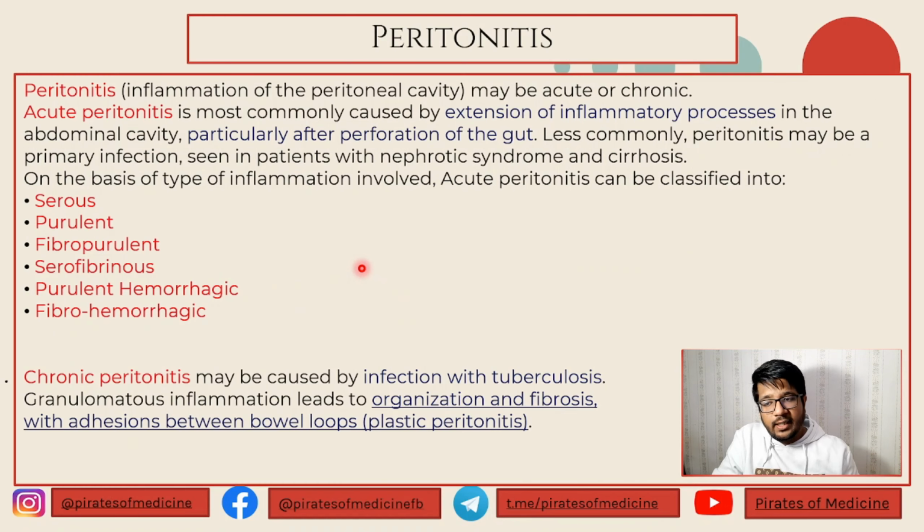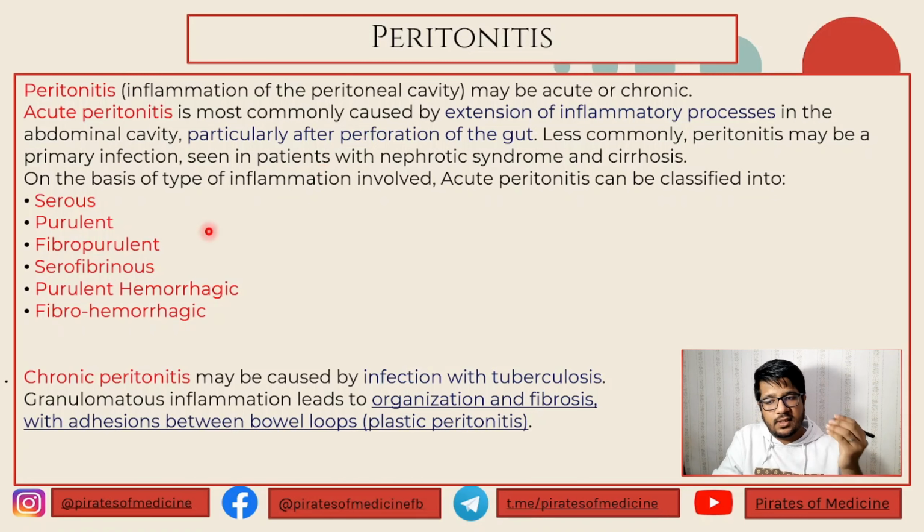So, peritonitis is the inflammation of the peritoneal cavity, and can be acute or chronic. Acute peritonitis is actually caused by extension of inflammatory processes in the abdominal cavity after perforation of the gut. So the inflammatory processes which are present in the gut after perforation, after the ulcers or the wall of the GIT is perforated, move onto the peritoneal cavity, causing peritonitis.